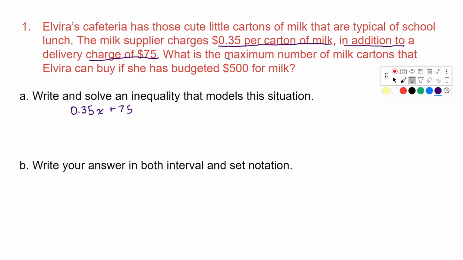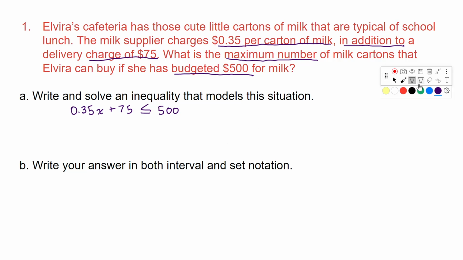What is the maximum number of milk cartons that Elvira can buy? So, maximum number. Maximum, it can't be any higher, can be lower, can be equal to, so we want to say less than or equal to, that Elvira can buy if she has budgeted $500 for milk. So that $500 is the maximum she can spend on milk.